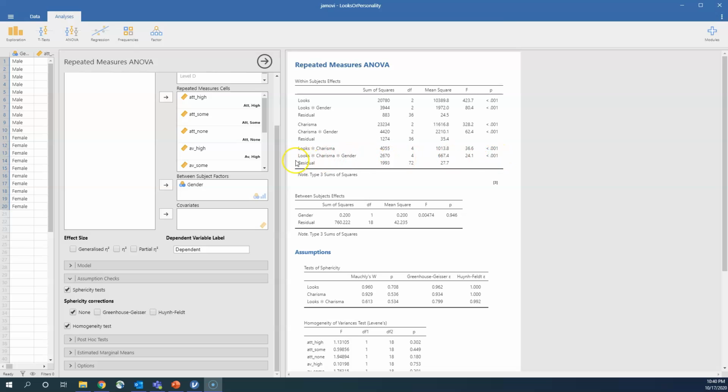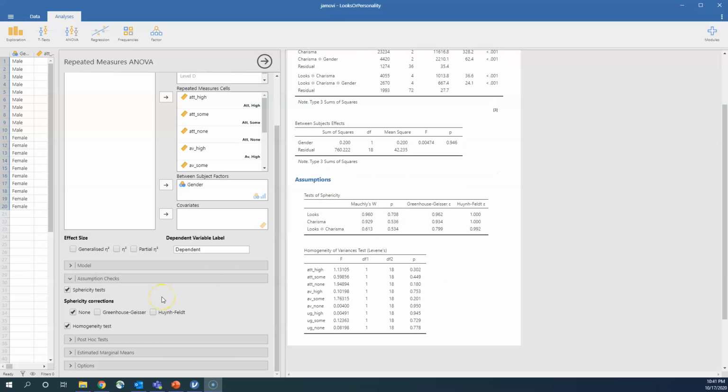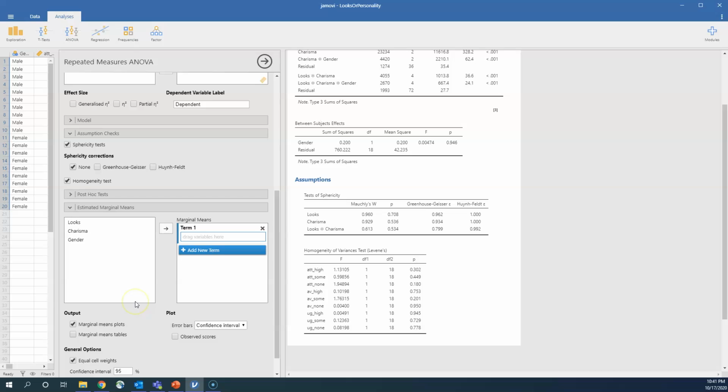So we can say, oh, there's a three-way interaction, meaning that the levels of looks and charisma and gender all depend on each other. And again, we'll look at how that kind of interplay functions as we graph out some different line graphs. So let's move there next.